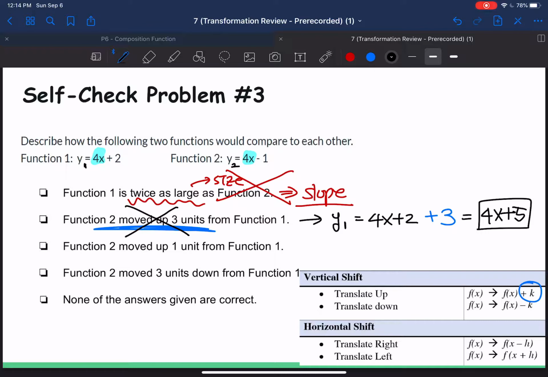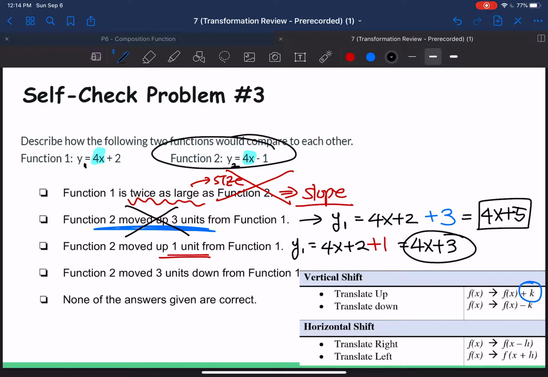Let's do the third one. Function 2 moved up 1 unit from function 1. Again, my y1 was 4x plus 2. I moved 1 unit up, plus 1, so I have 4x plus 3. Are function 2 and the new function the same? Nope, it's not the same, which means this is not the correct answer either.